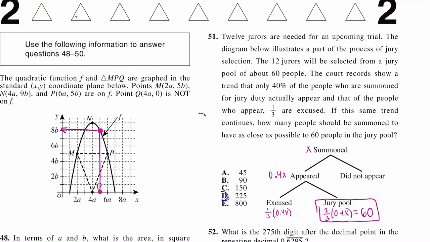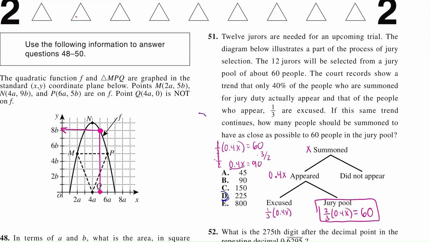Or you can make your life easier here. I'm going to actually show my work over here so you can see. So I need to solve for X. So I'm going to get rid of this 2/3 first. I'm going to multiply each side by the reciprocal. So those go away. So 60 times 3/2 is 90. So I have 0.4x equals 90.